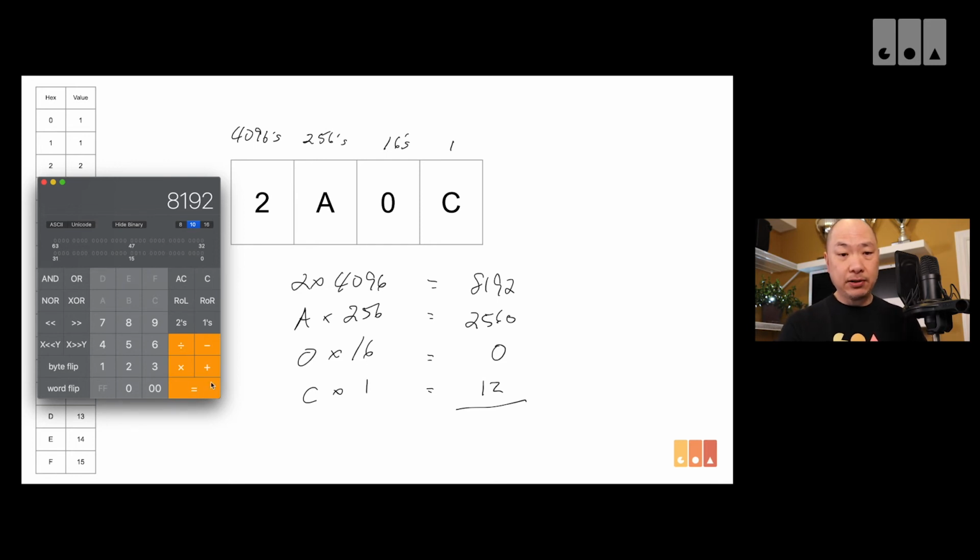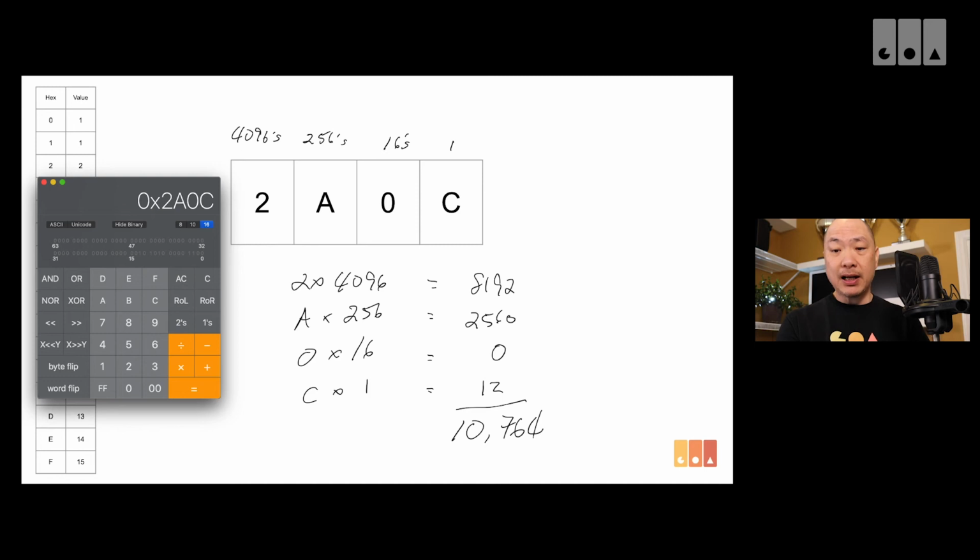We have 8,192 plus 2,560 plus 12 equals 10,764. So that's what we've calculated 2A0C in hexadecimal is. Let's double check in our calculator. Let's switch to base 16 and 2A0C. That's right. Okay. So those are examples of how we do the calculations.